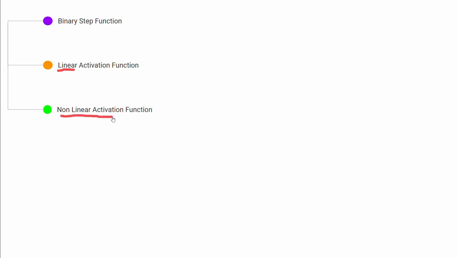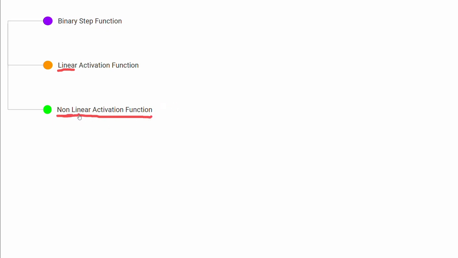So how many types are there? They can be categorized into three types. First is the binary step function, which has only zero and one, either true or false. Then we have the linear activation function. As I discussed, linear means a straight line, an activation function which produces only linear or straight line features. And next we have the non-linear activation function. This is the one which is mainly used in most neural networks.